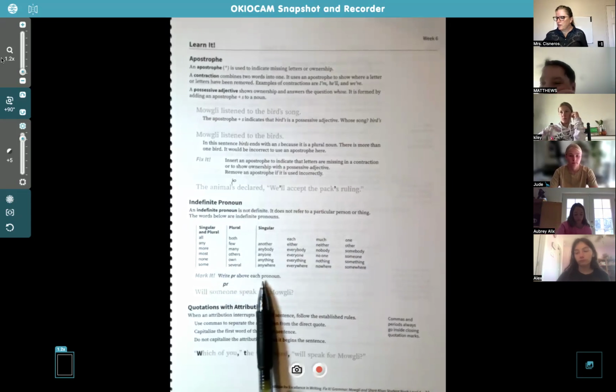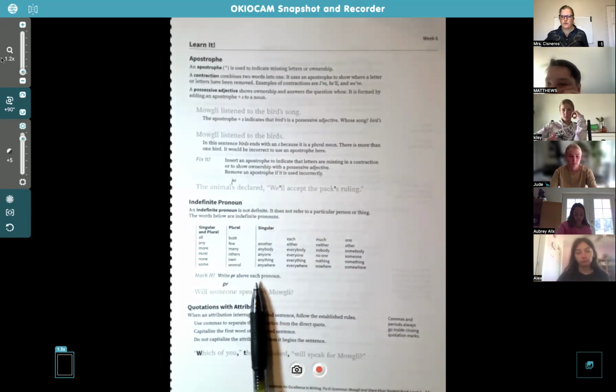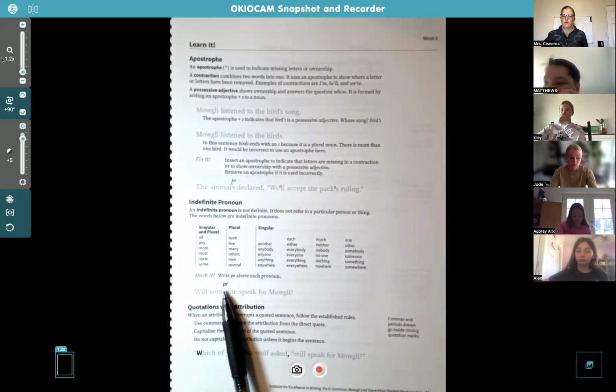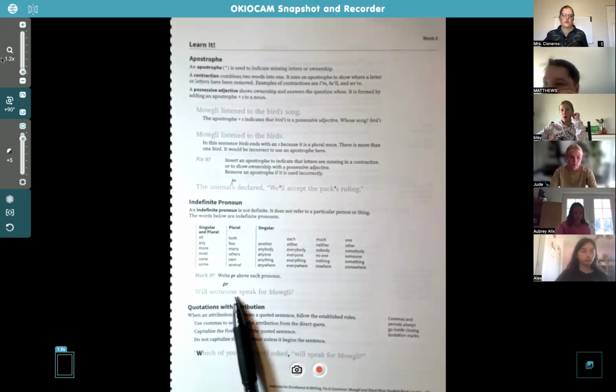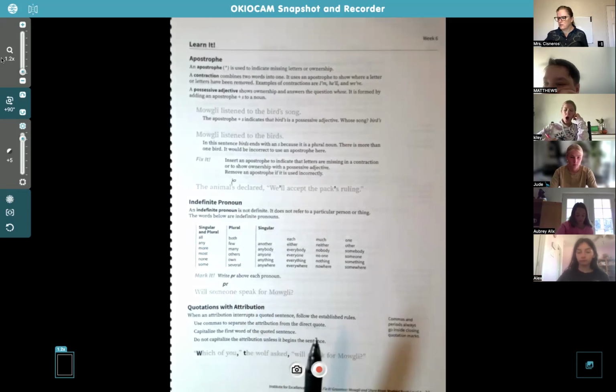You're just going to put a PR above each pronoun because these are considered now pronouns, along with he, her, she, him, those types of pronouns. Those are personal pronouns. These are indefinite pronouns. So we're going to label them the same though, PR. Will someone speak for Mowgli? So someone is the pronoun in that sentence.